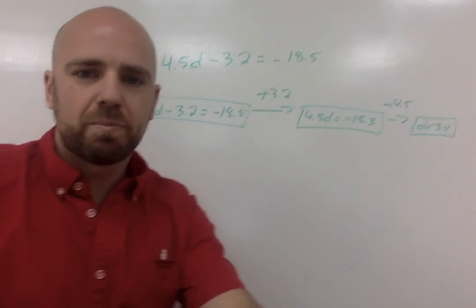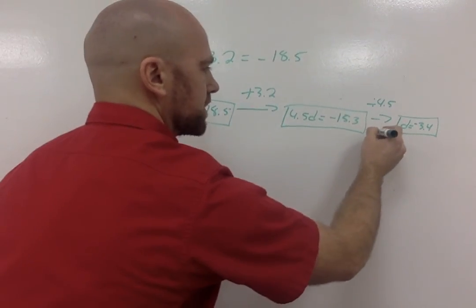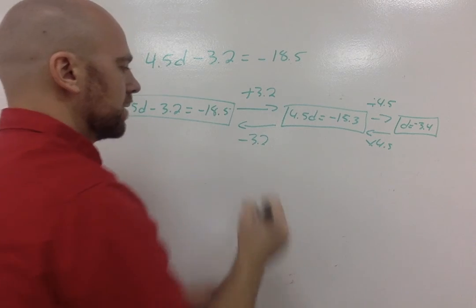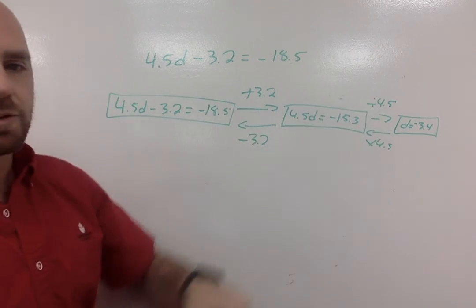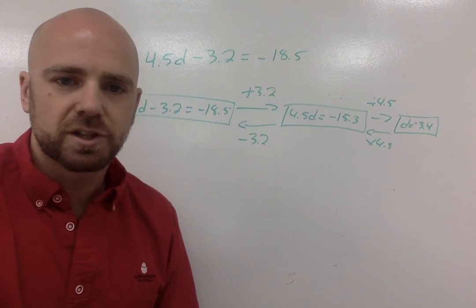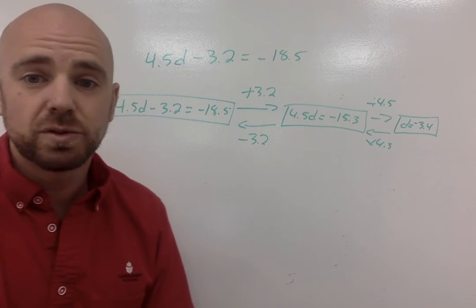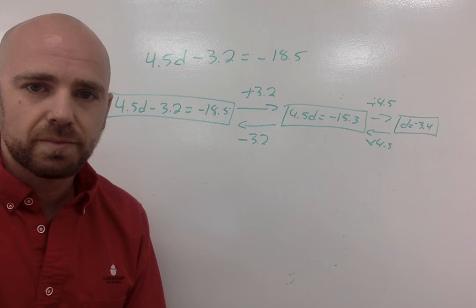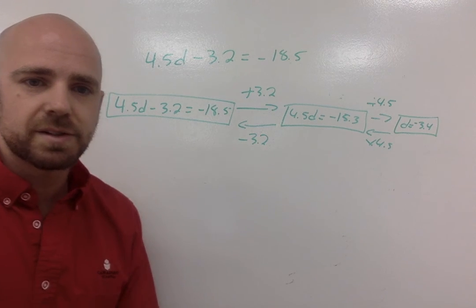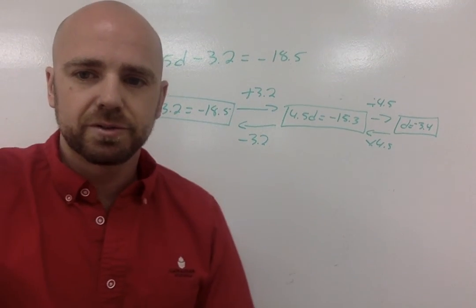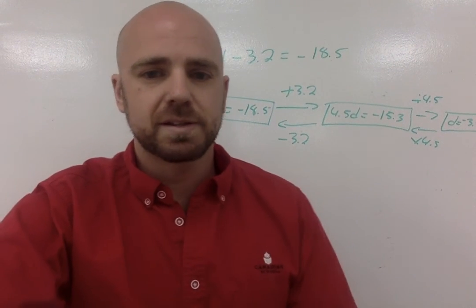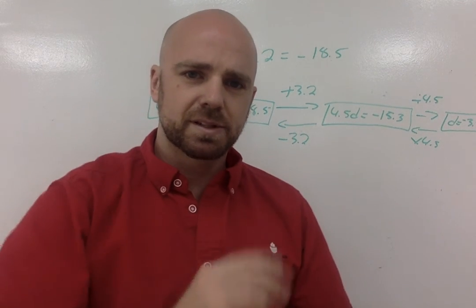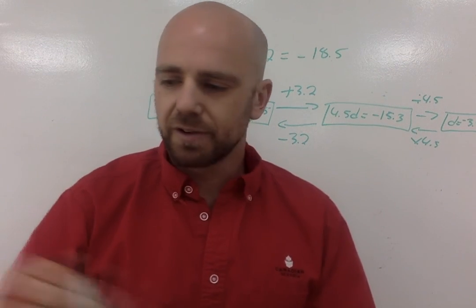When I'm going back in my other direction, I'm doing the opposite. So here I'm timesing by 4.5, and here I'm subtracting 3.2. So these operations that are directly above and below are the opposite of each other. So this would be solving a two-step equation. This is the flow that we're going to be creating as we're solving these equations. We're going to do a lot more examples in class, but this is a general intro to it.